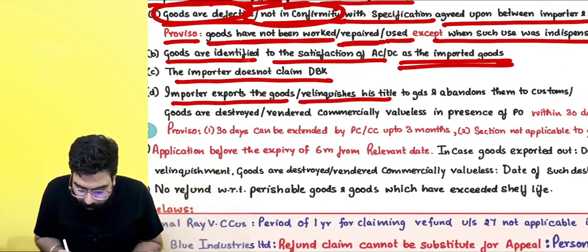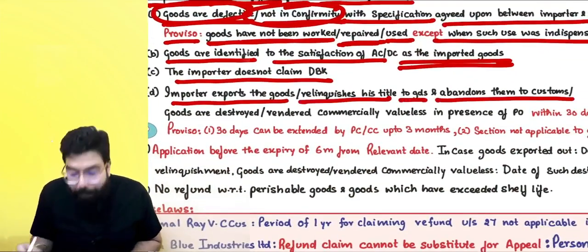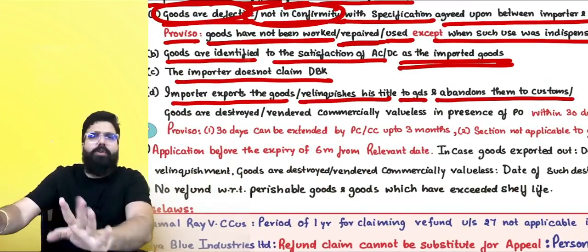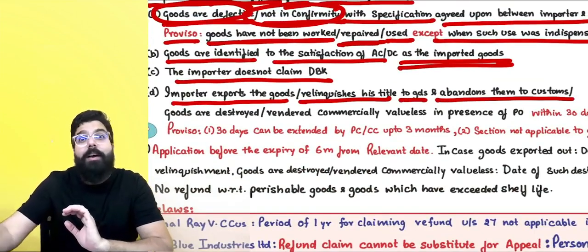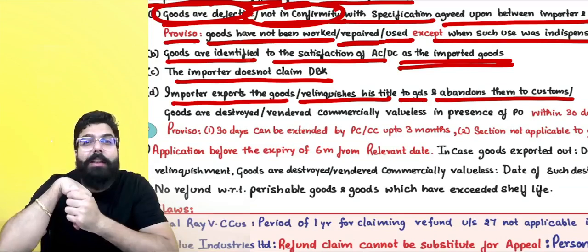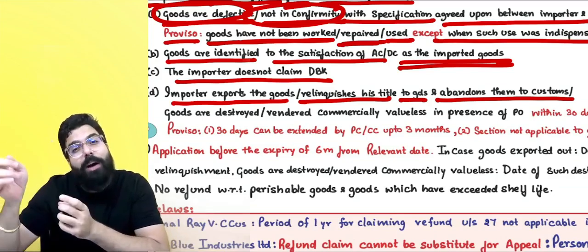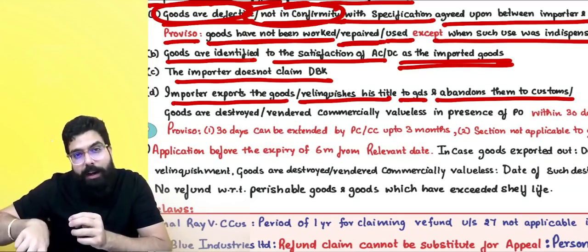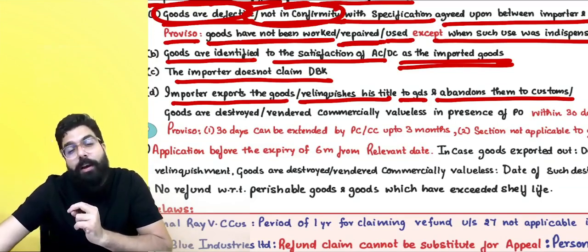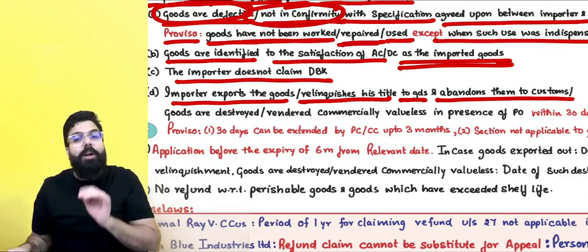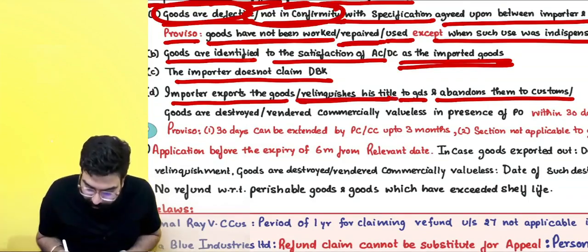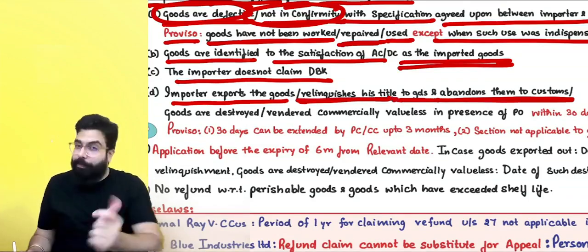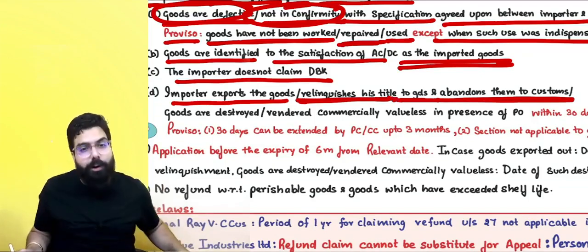Sir, or the importer relinquishes his title to goods and abandons them to customs. Write a letter, give it to the customs, whatever duty you have paid. Under section 23, when we learned earlier, you don't have to pay duty only. In this scenario, what we are learning is when you have already paid the duty, duty will be refunded to you. That is what is being told. Relinquish the title and abandon it to customs. Customs will refund your duty.